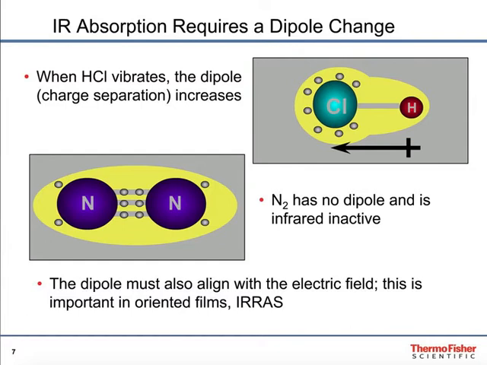If you have a nitrogen on both sides, N and N, those two ends are identical. That molecule does not have a dipole, and it will not absorb infrared radiation. This is why it works as an excellent gas to purge out the spectrometer. There are other rules, such as the alignment with the electric field, but this is the main one. The molecule must change dipole moment, and if it does, we get an infrared absorption.